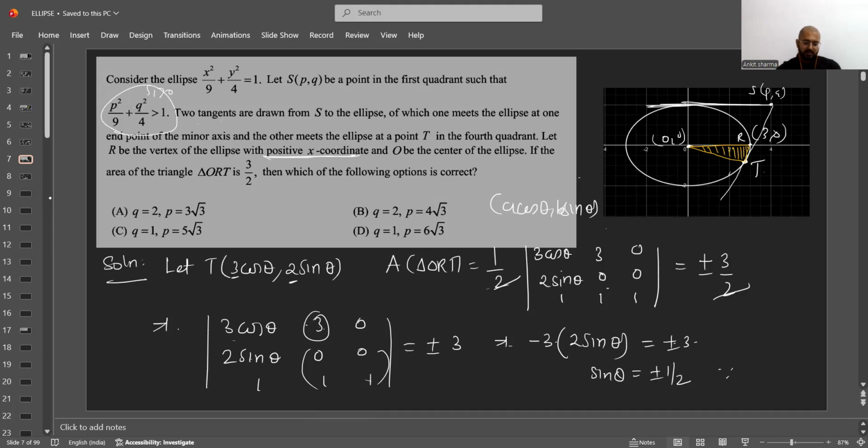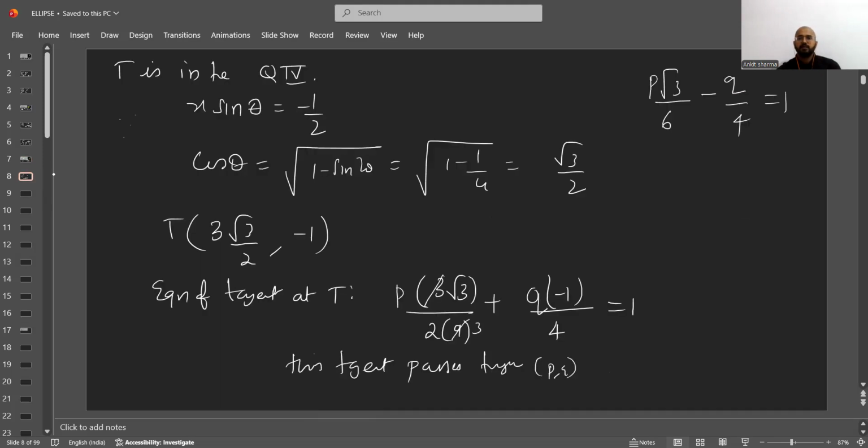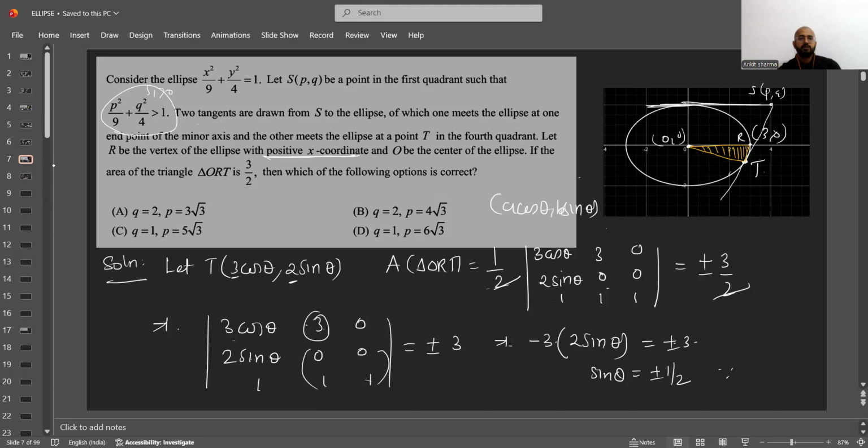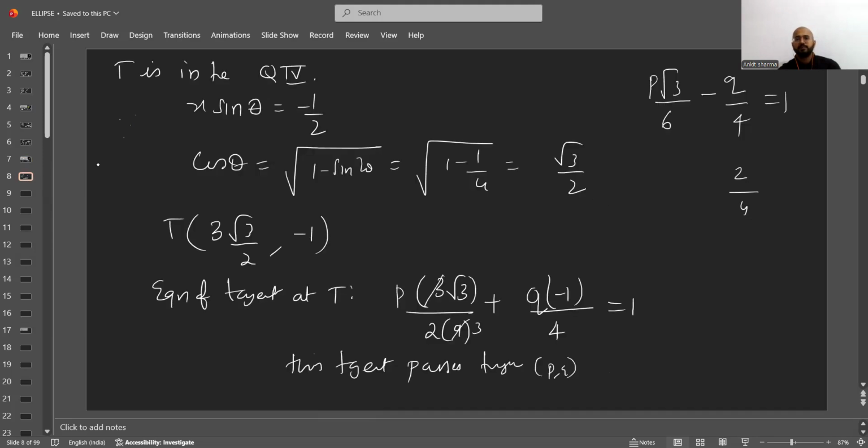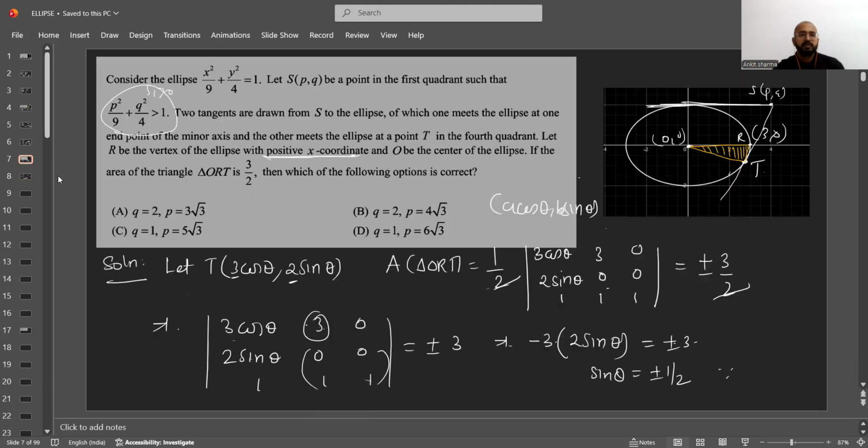So option A, if I check, then Q is 2 here. Let's plug in Q equal to 2 over 4 and P equal to 3 root 3. So 3 root 3 into root 3 over 6 gives me 9 over 6, which is 3 by 2, minus 2 over 4, which is half. So 3 by 2 minus 1 by 2 is equal to 1. So yes, we directly get option A as correct.